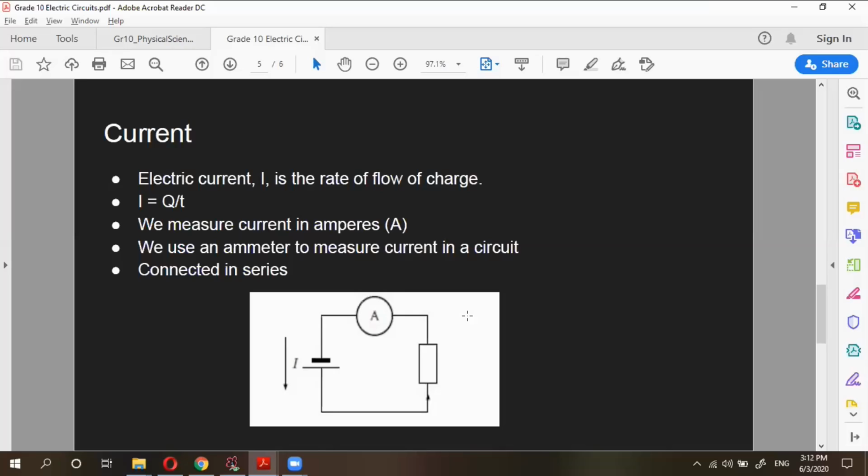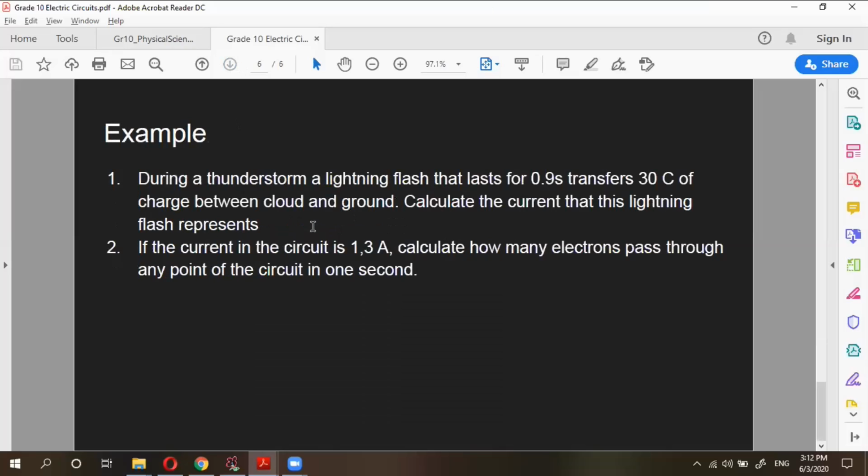In fact, that's what you are going to do now for me. If we go to our next slide, we have some examples. Here we can see that the thunderstorm example is used again. Let's look at question 1 quickly. During a thunderstorm, a lightning flash that lasts for 0.9 seconds transfers 30 coulombs of charge between the cloud and the ground. Calculate the current that this lightning flash represents.